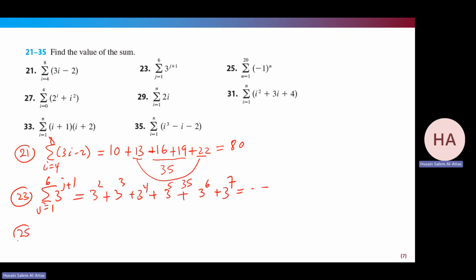25, I think we did something similar. Minus 1 to the power n. For 1, it will be minus 1. For 2, it will be plus 1. Minus 1 plus 1, and so on. I have even n, it means I will stop at an even number. Minus 1 plus 1. So the answer will be 0.